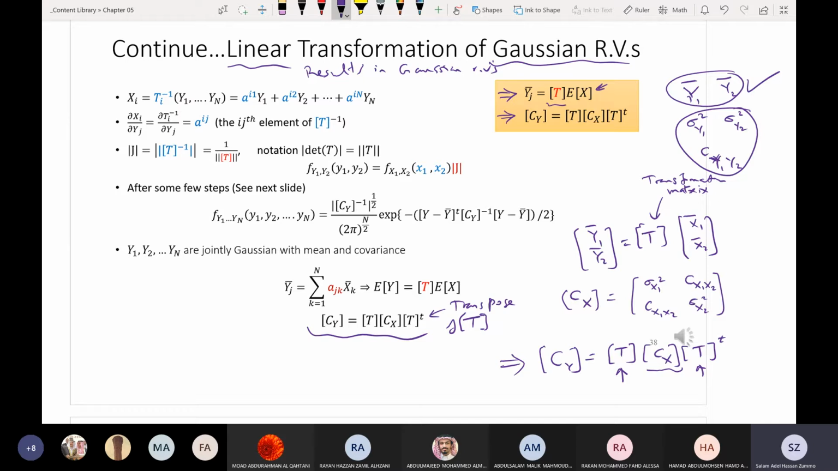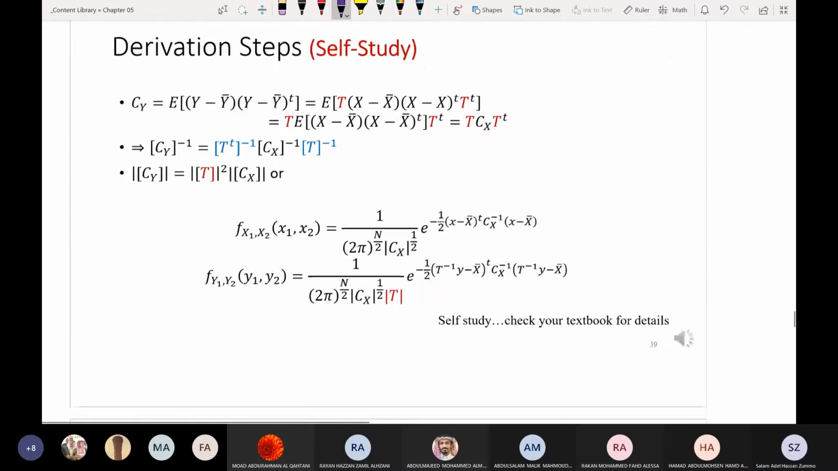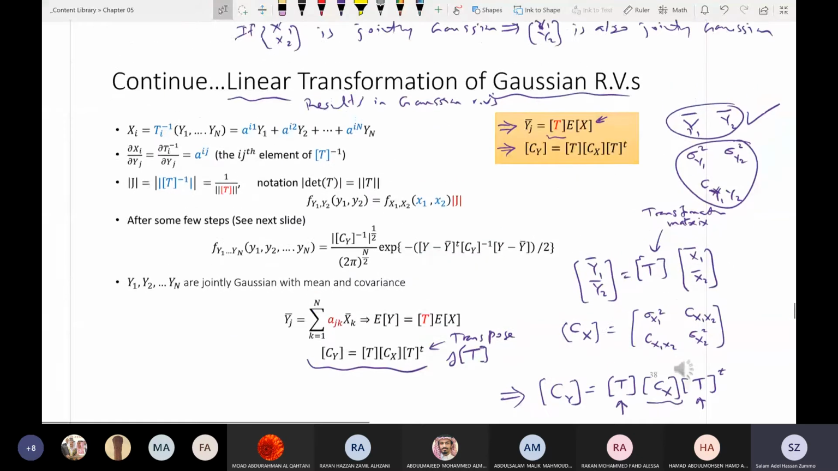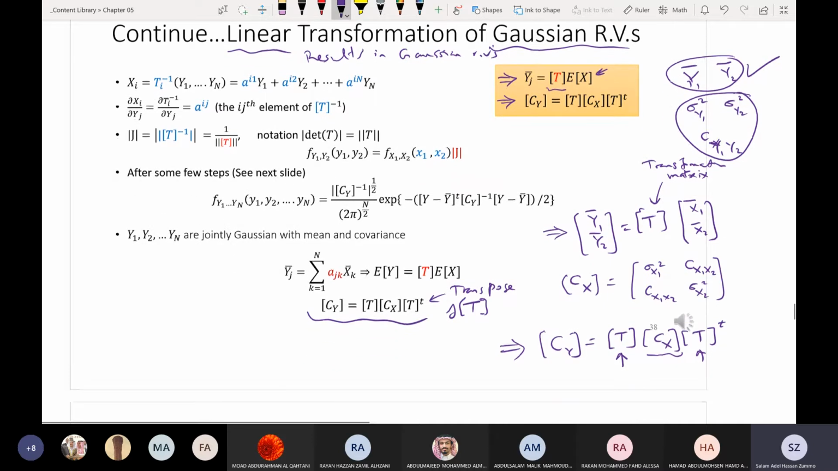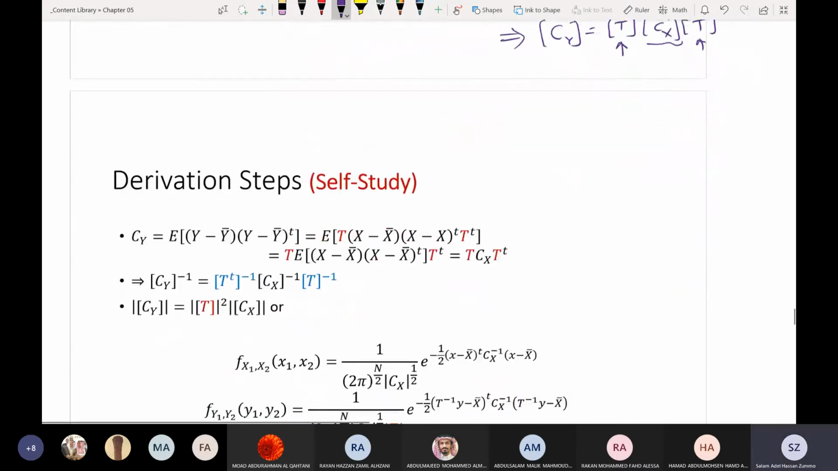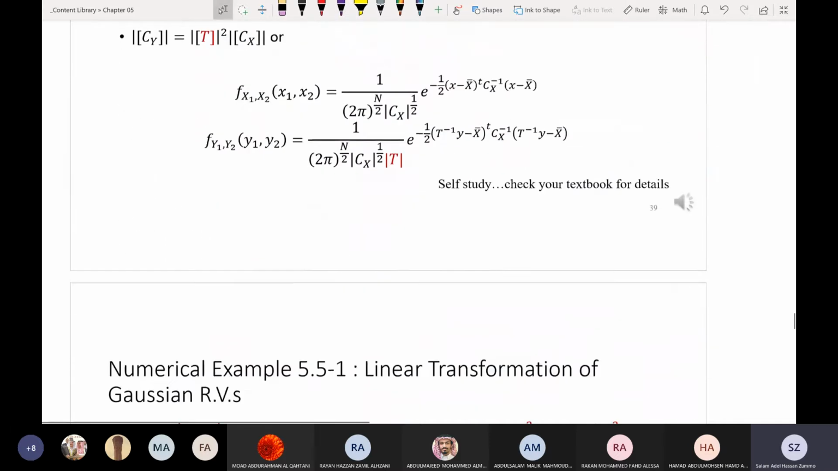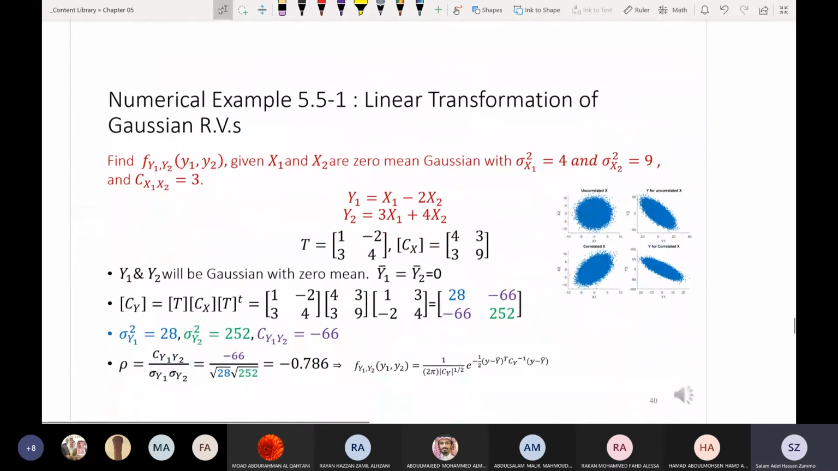Okay, again let's have an example. This here is the derivation. I gave you the final answer. I told you that the mean vector for y1 y2 is the transformation matrix multiplied by the mean vector of x1 x2, and the covariance matrix of y equals the matrix T multiplied by the covariance matrix of X multiplied by T transpose. However, I did not tell you why. So the derivation is self-study. I will leave it for those interested to understand more. However, let's have an example.